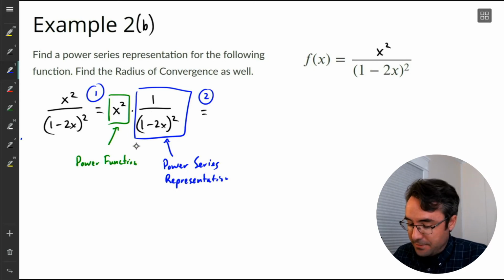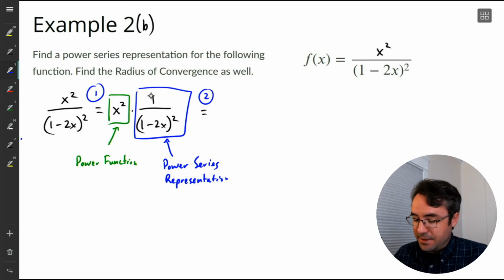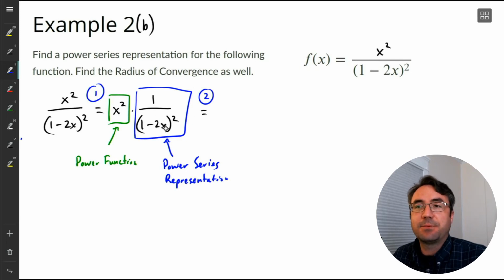So even in those cases, if we were trying to find the Maclaurin series, it would still be easier to find the Maclaurin series for this function. And then once you have that, multiply the x squared in afterwards. And the reason is, again, this is already a power function. So this is already close to what we want. The main part here that really needs the power series representation is this fraction.